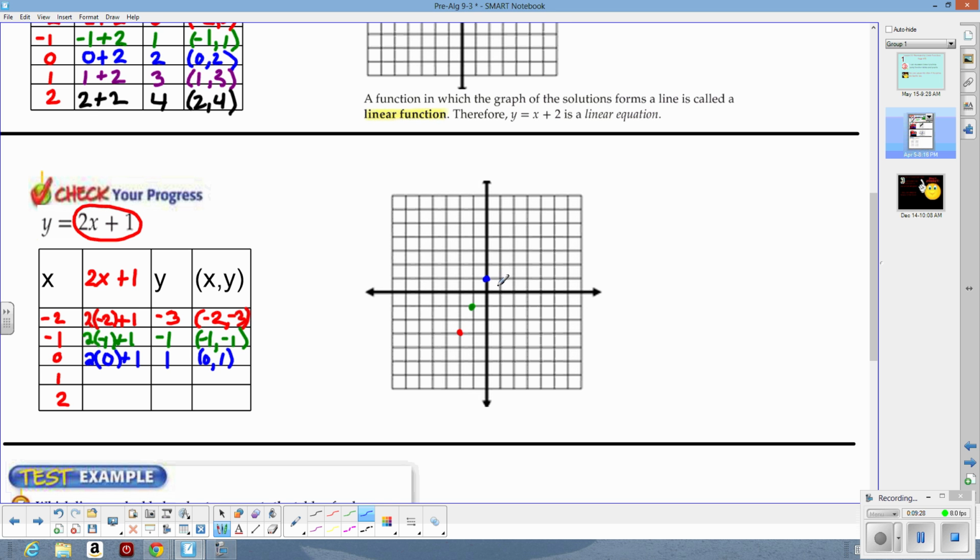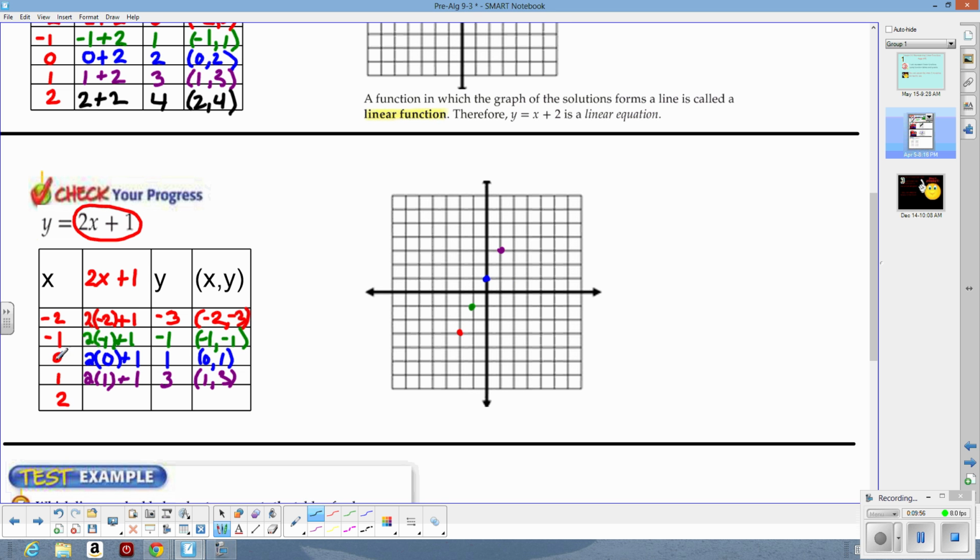Again, since we're talking about linear functions, as you're plotting these points, they should be going in a straight line, and it looks like they are so far. Now I'm going to plug in 1 for x. So 2 times 1 plus 1. 2 times 1 is 2. 2 plus 1 is 3. So the ordered pair I'm going to plot is 1, 3, which means I'm going to go to the right 1 and up 3.